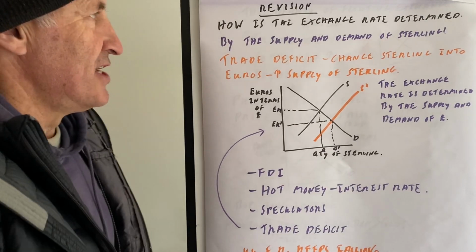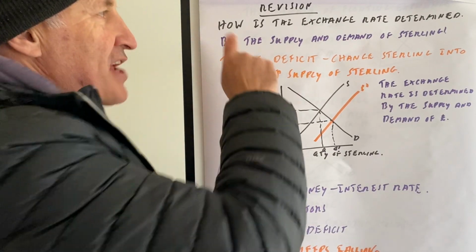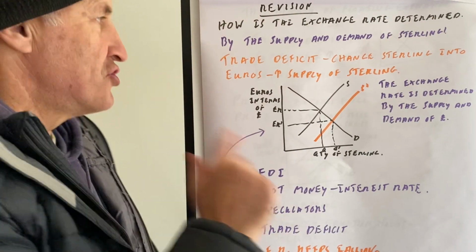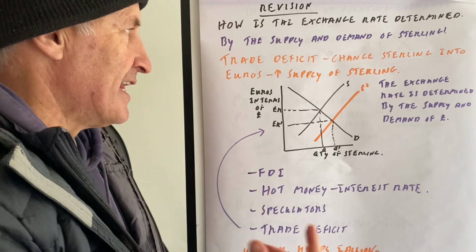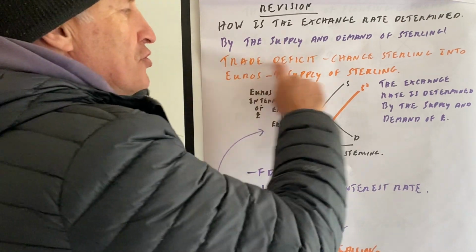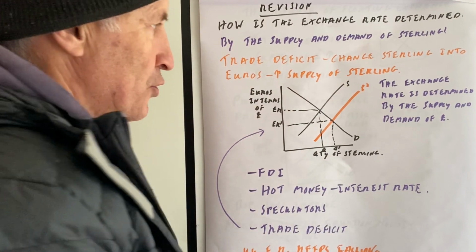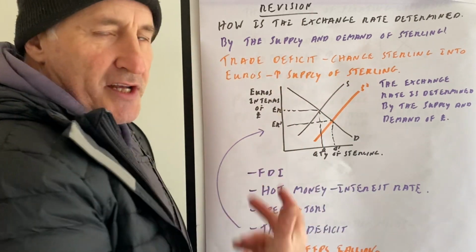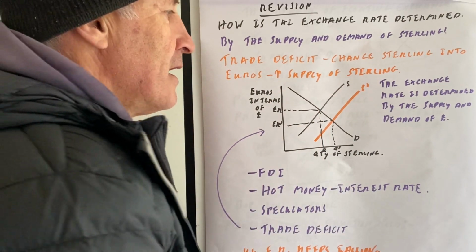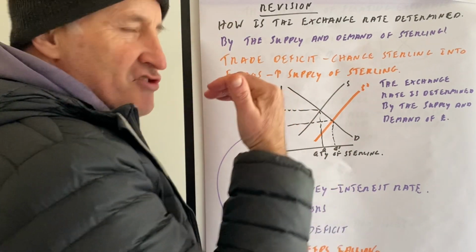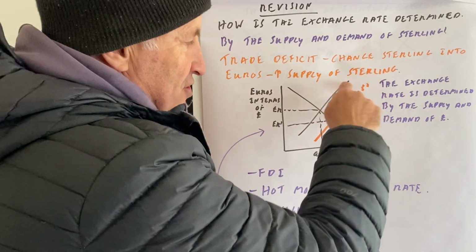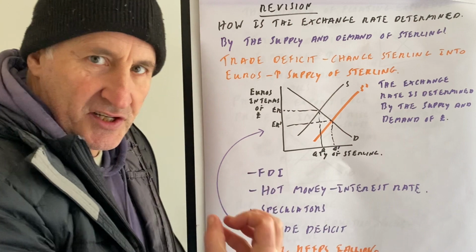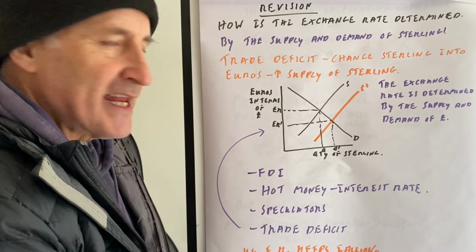Next one on here, which I think is video number 9, is how is the exchange rate determined? You should all know that it's determined by the supply and demand of sterling, just like any other good. Because in the UK we have a trade deficit, as we all know, in 2022 the trade deficit is 6% of GDP, right? Therefore, there's a natural tendency for our exchange rate to go down, as we can see on here.